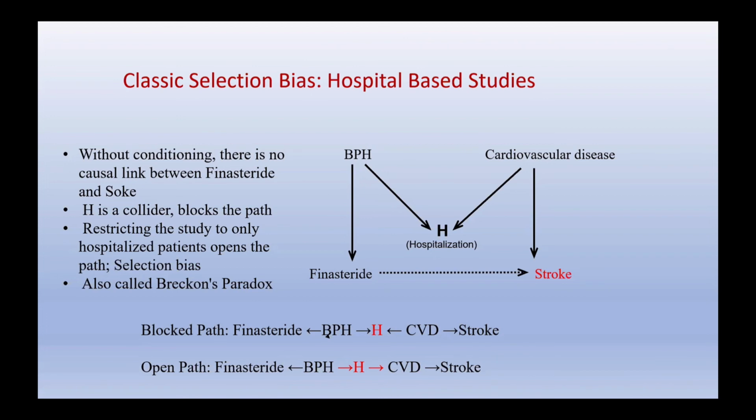But when we actually do a study in a hospital, conditioning on hospitalization, we are again opening this path that now correlates finasteride and stroke through an open path through H. So finasteride now becomes associated with stroke through the finasteride, BPH, hospitalization, CVD, and stroke path. And this is referred to as M bias because it looks like an M, and it demonstrates how selection bias can occur using hospital-based studies.